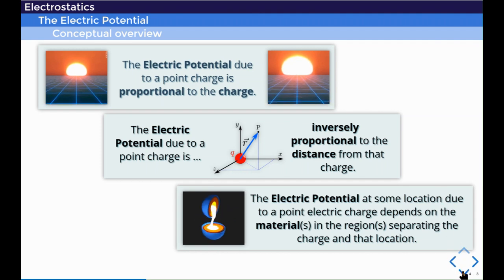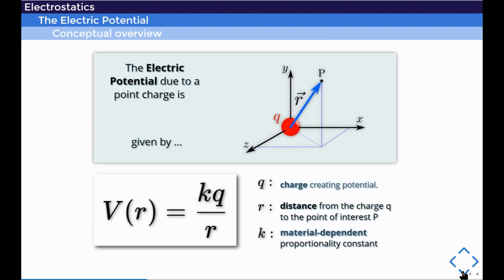So putting all this information together, this is the expression that we find for the electric potential due to a point charge. It's proportional to the charge, so it has some kind of constant of proportionality, k, which is really material dependent. Because it's proportional to the charge, the charge is in the numerator here, because 2q would give me 2v. And then it's inversely proportional to the distance, so 1 over the distance is multiplied to give me the potential. So the potential due to a point charge would be kq over r.